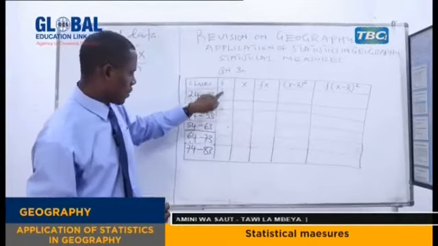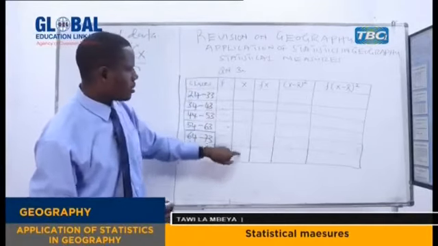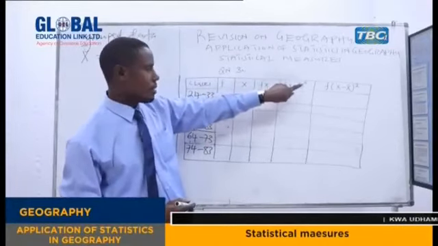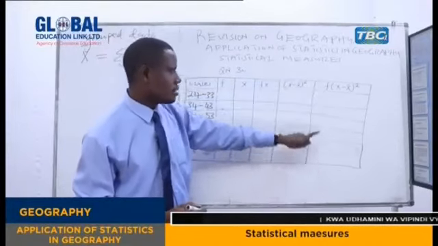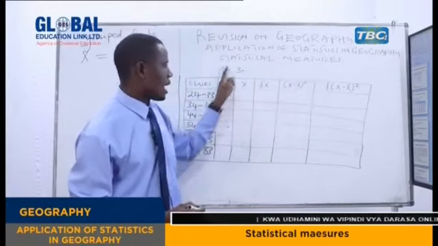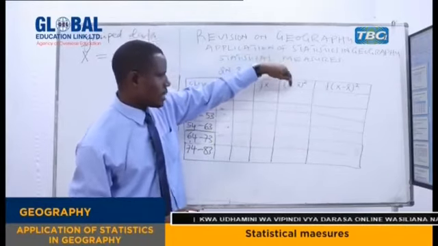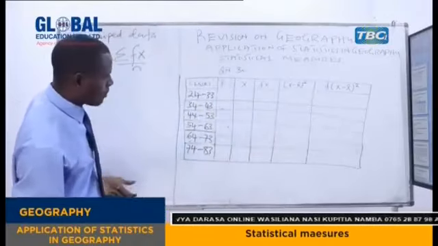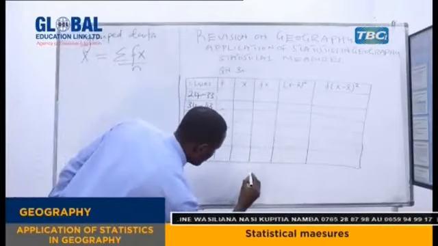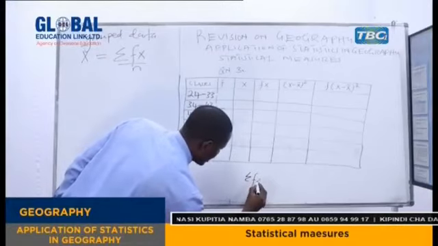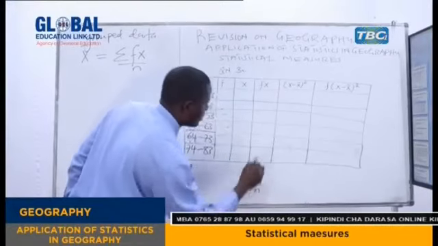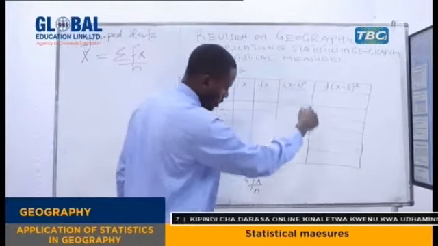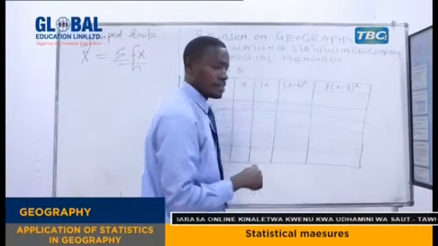The first column is just for f, the frequency, then we have x, then we have fx, then we have the bracket x minus x bar squared, then the last one will be the frequency times the bracket x minus the mean squared. Then you get another column, so that we can come up with the summation of fx, then you divide by n, then you have the mean. Again, we are talking about the variance plus the standard deviation.